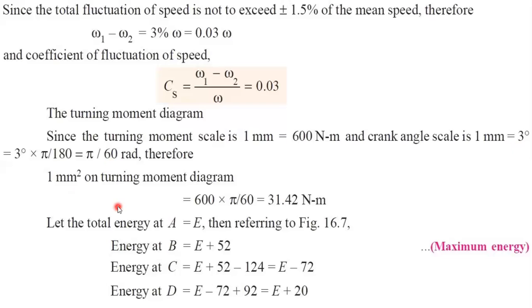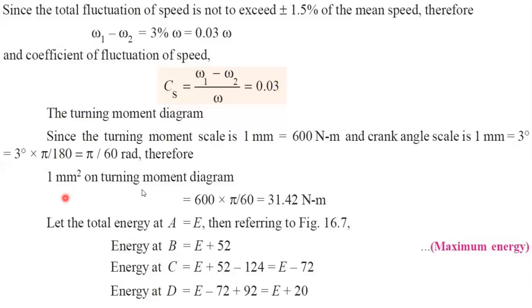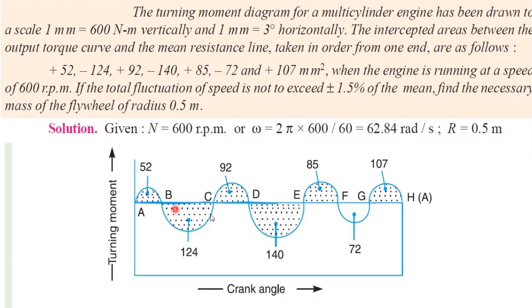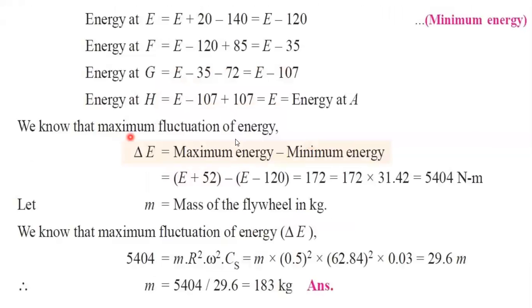In this diagram, everything is in terms of area, which is nothing but millimeter square. So 1 millimeter square on the turning moment diagram will be just the turning moment scale multiplied by the crank angle. The turning moment scale is 600 and the crank angle is pi by 60, so you'll be getting 31.42 Newton meter. So we'll be determining the areas, and finally we'll be finding the maximum fluctuation of energy, that is maximum minus minimum. In that we'll be getting a value of 172 millimeter square.